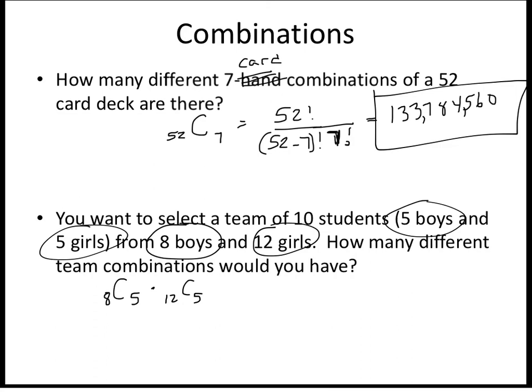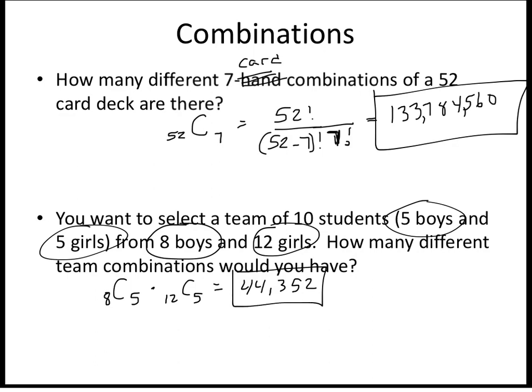So we can put both of these things in our calculator. All we're going to do is hit our menu button and probability combinations, and we'll put 8, 5, arrow out, hit times, re-access that menu, and put 12, 5, hit enter, and we get that we have 44,352 different team combinations, okay?